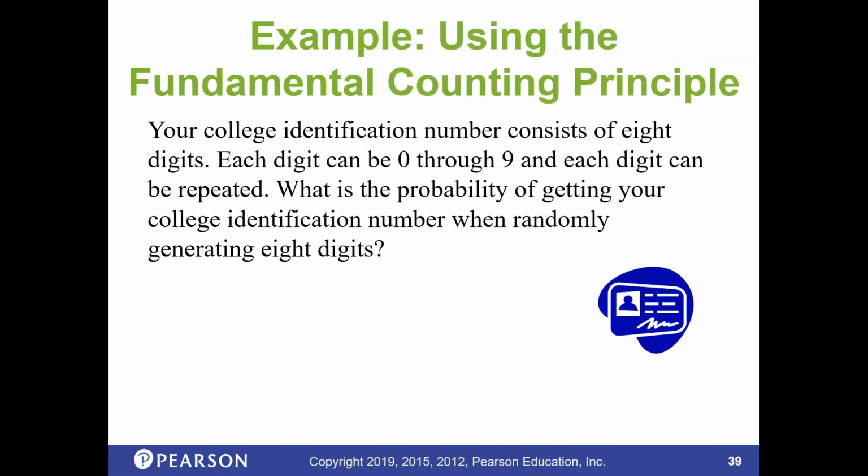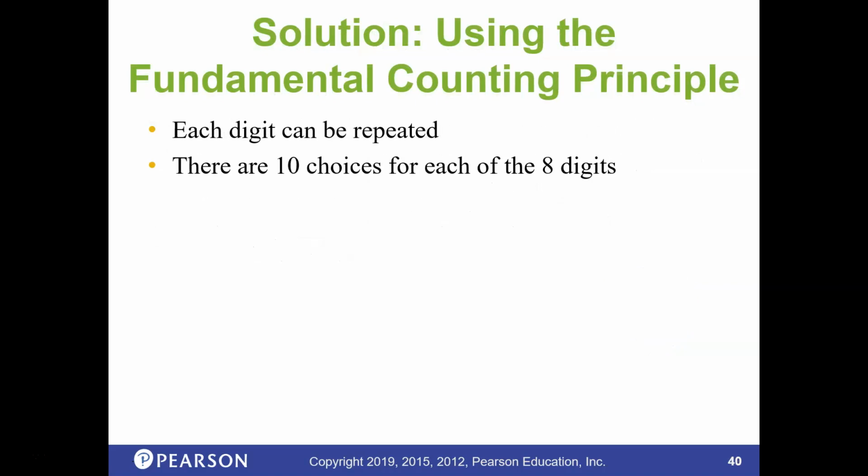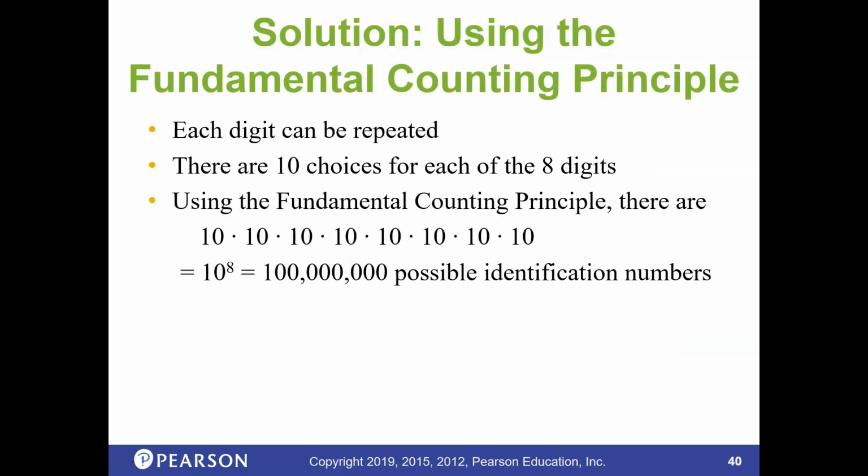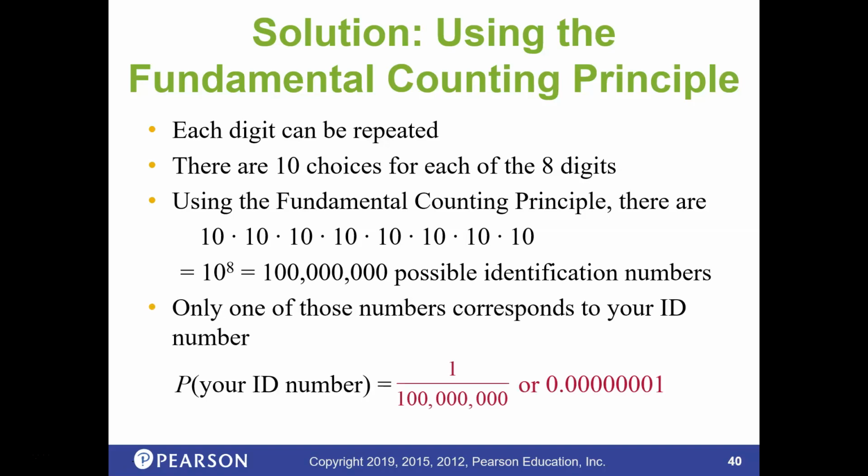Okay. So what's the probability of getting your college identification number when randomly selecting 8 digits? Not great, right? We have a whole lot of choices here. So the fundamental counting principle says there's 100 million different possible ID numbers. So yours would be 1 out of 100 million, right? You can repeat numbers.